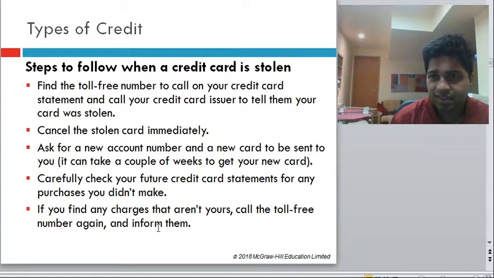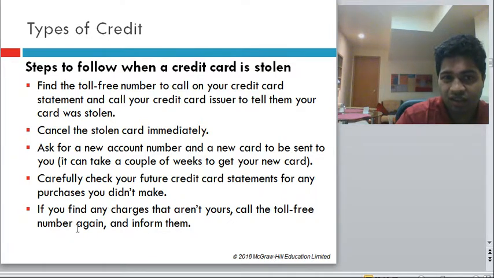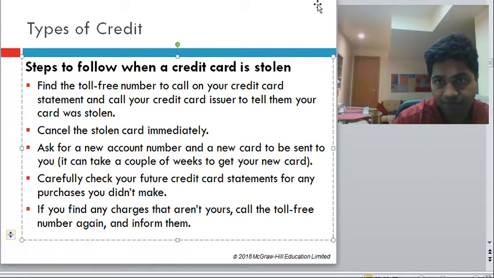And these days most of the banks provide you real time transactions on credit card, so there is no blackout period. Earlier there was a blackout period, so you were using your credit card but you did not know where it had been used till you got the monthly statement. But nowadays most banks give real time information, so do check if your bank is providing real time credit card transaction information. If you find any charges that aren't yours, call a toll free number and inform them right away.